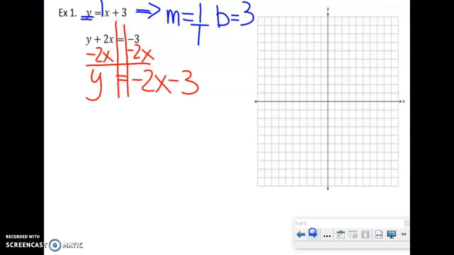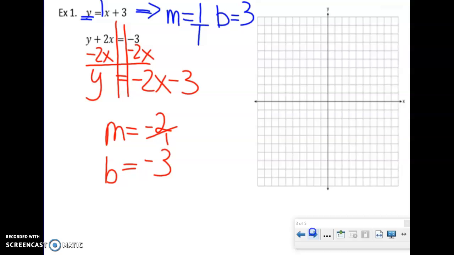So now that we've done that and gotten y by itself, we've got m at negative 2 and b at negative 3. And don't forget, we can always put that slope over 1 when it's just a regular old number so that we have a rise and a run. Now it's up to us to graph this on the coordinate plane.